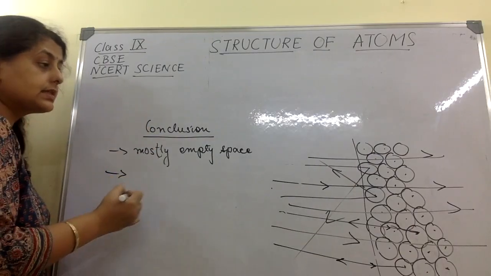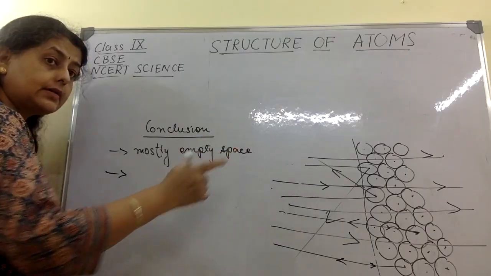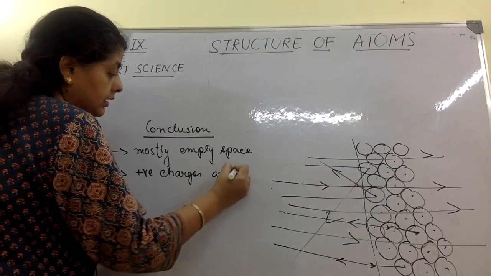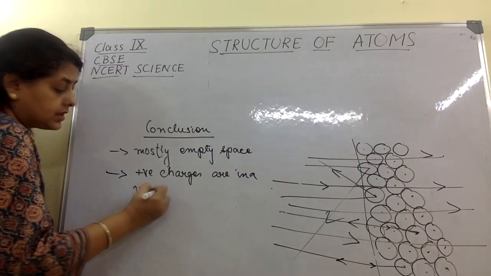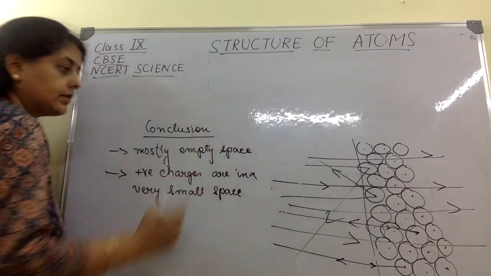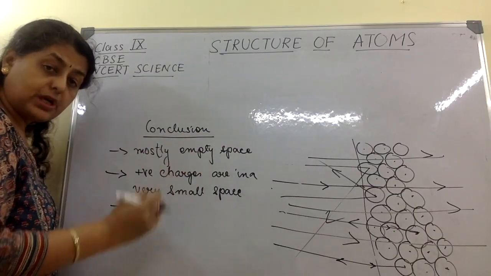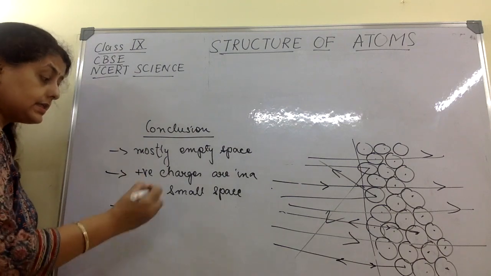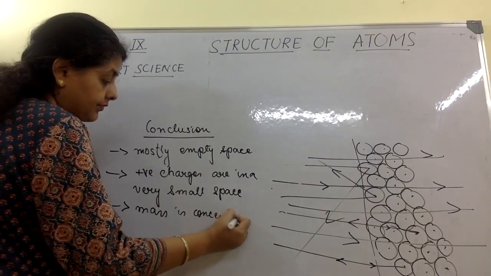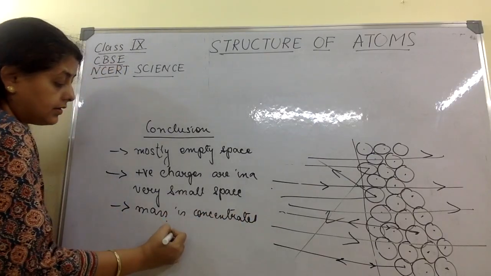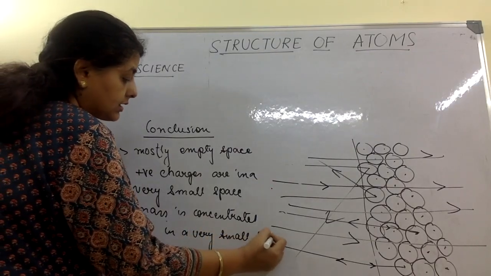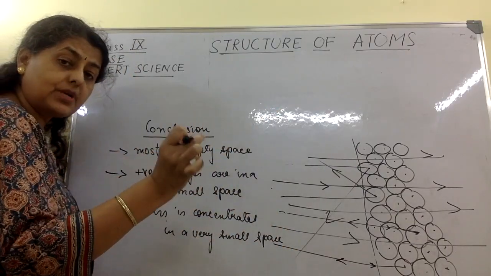Second, what he said is, since few rebounded, the positive charges occupy a very small space in the atom. Thirdly, since few rebounded, he said that the mass is concentrated in a very small space. It means the atom is mostly empty space, with the actual mass in a very small space.